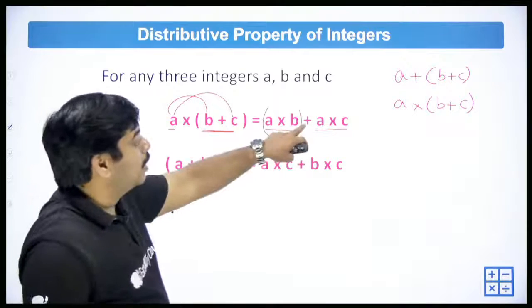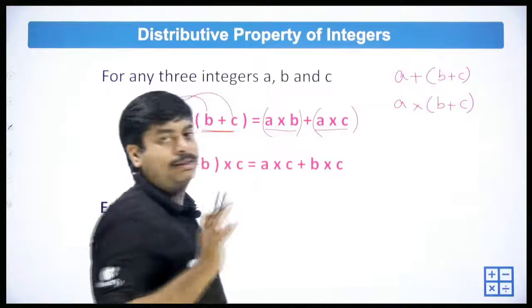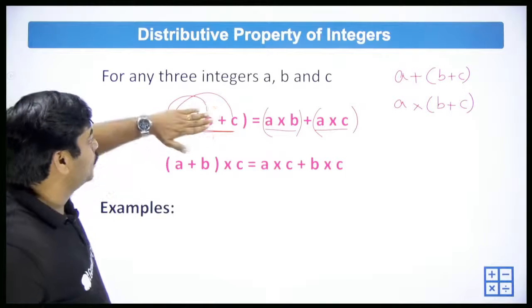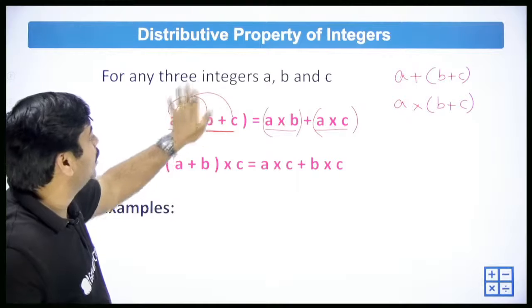You have a plus in between them. Don't try to multiply again these two numbers. What are we doing? A cross B, A into B, that is one term. Then this plus will come and then A into C.